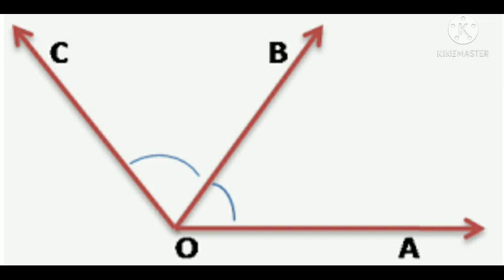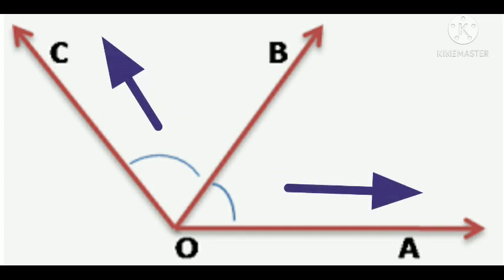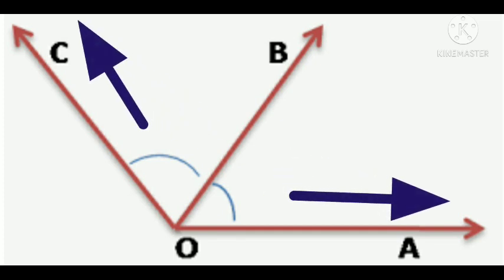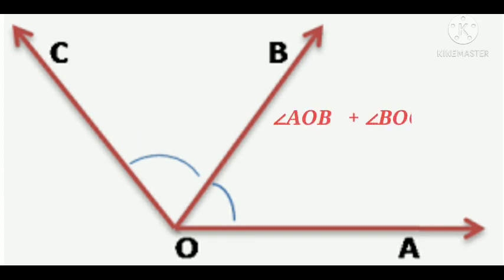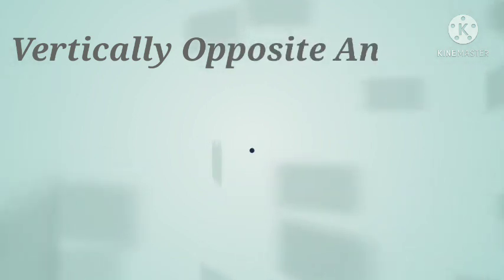But in this diagram, although the angles are adjacent, the non-common arms AO and OC are not in opposite directions. So they don't form a linear pair, and also the sum of these two angles is not equal to 180 degrees. Now let's understand vertically opposite angles.